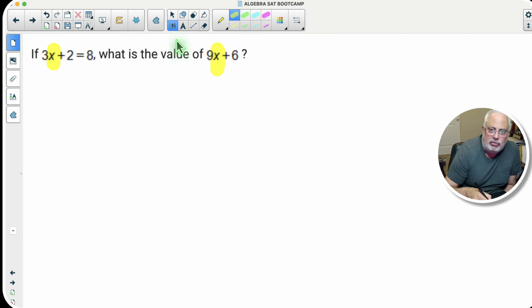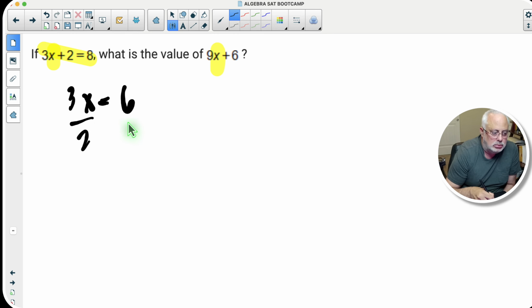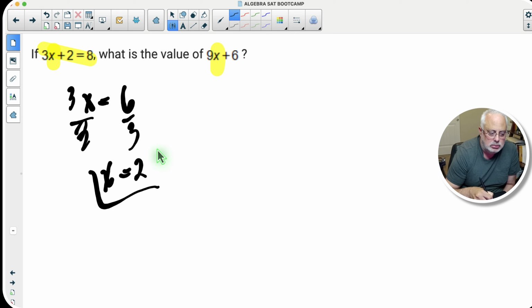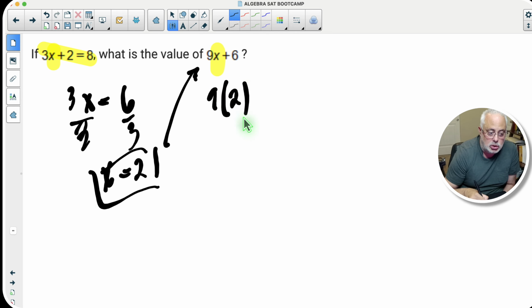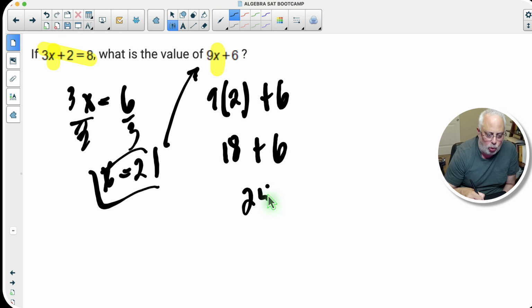But this is a linear equation, and this linear equation is super easy. It's a 2-step equation that you can do in seconds. You can say that this is 3x equals 6, after subtracting 2, and you divide by 3, and x is equal to 2. And you come over here and you substitute x by 2, and you have 9 times 2, 18, 18 plus 6, 24.